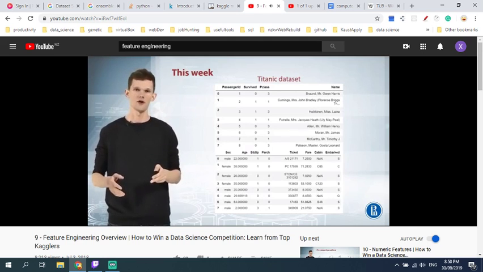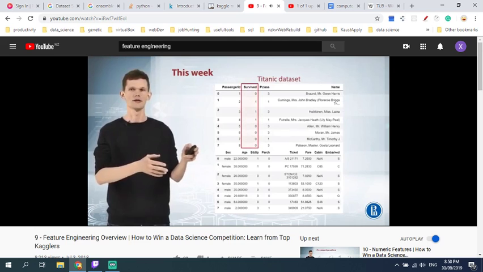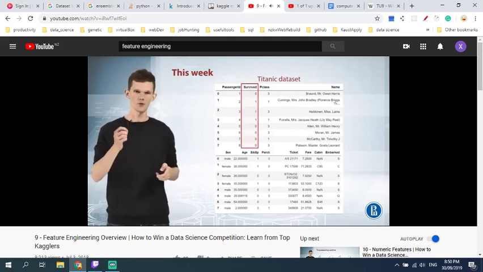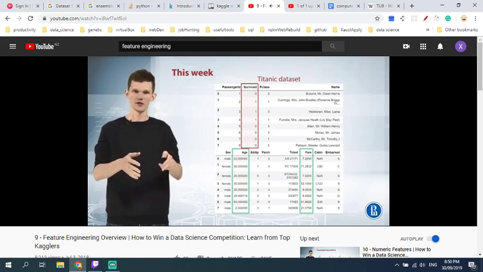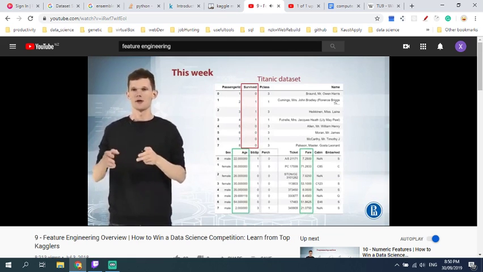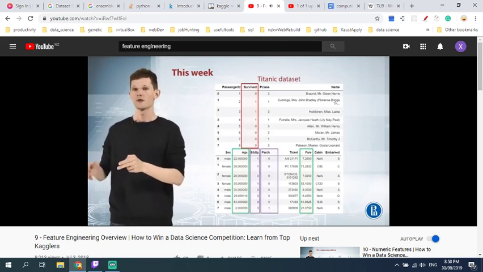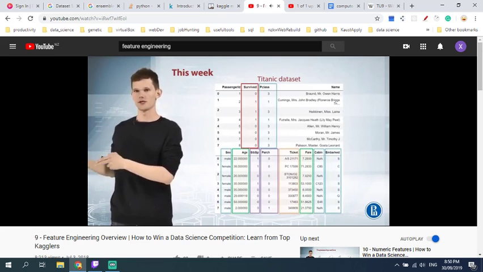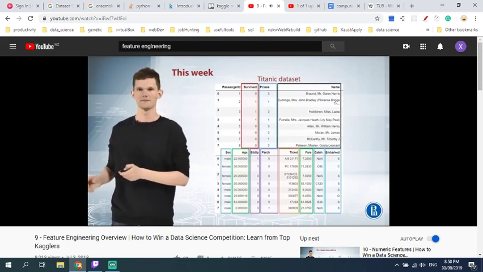For example, the values in the survived column are either 0 or 1. The feature is binary, and by the way, it is what we need to predict in this task. It is our target. So age and fare are numeric features, SibSp and parch are counts, sex, cabin and embarked are categorical features, ticket is just an ID, and name is text.